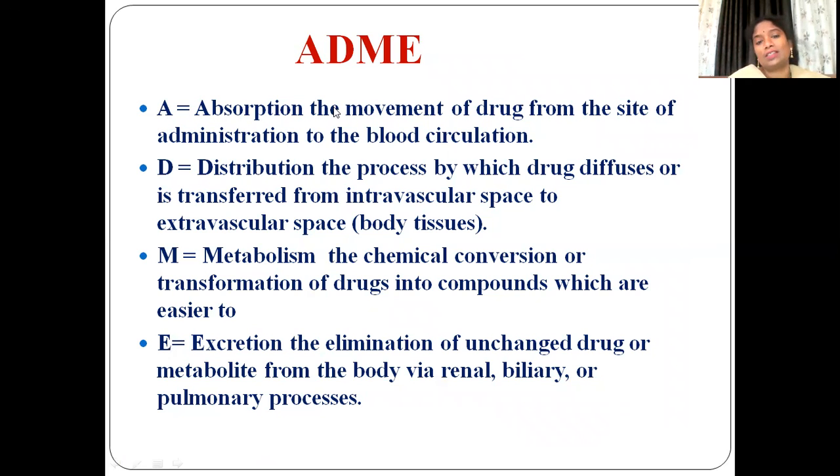Absorption is the movement of the drug from the site of administration to the blood circulation. D is the distribution. Distribution means the process by which the drug diffuses or is transferred from the intravascular space to the extravascular space. Vascular is nothing but the blood. So through the blood to the body tissues, how the drug is diffusing and transferring to the body tissues, that we call distribution.